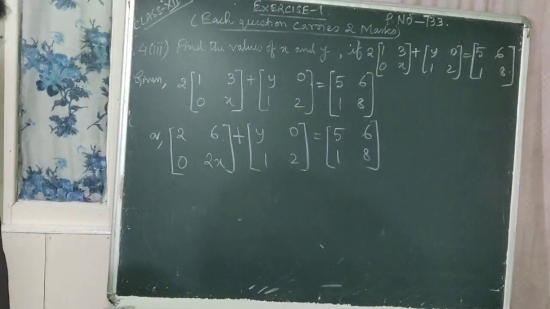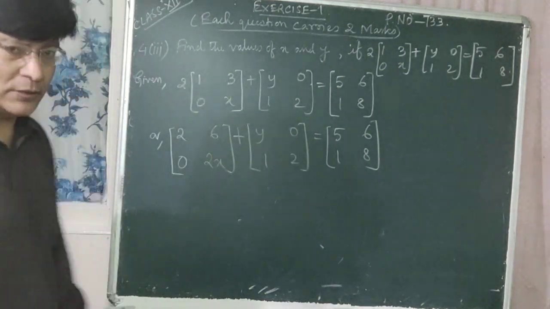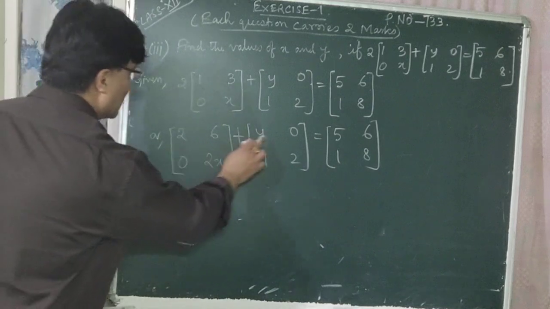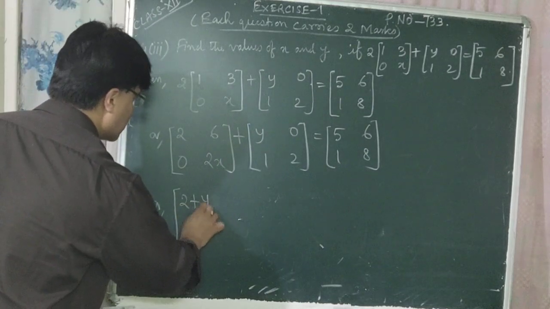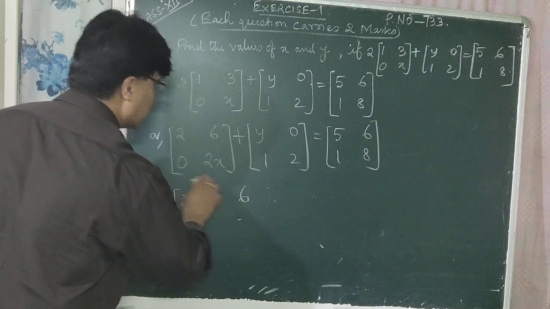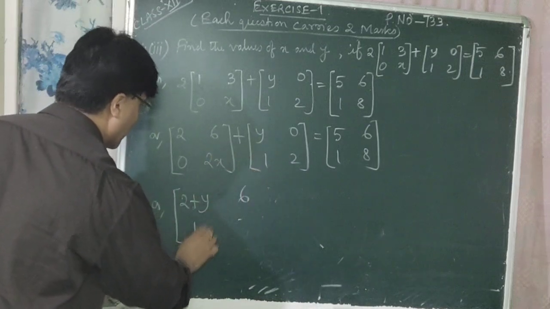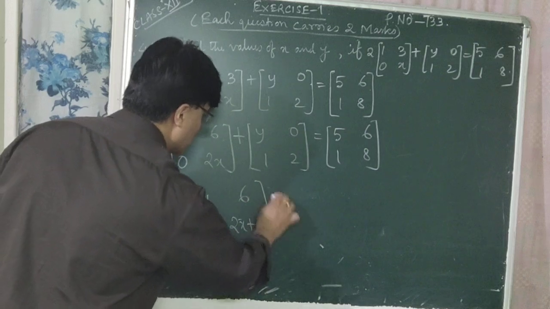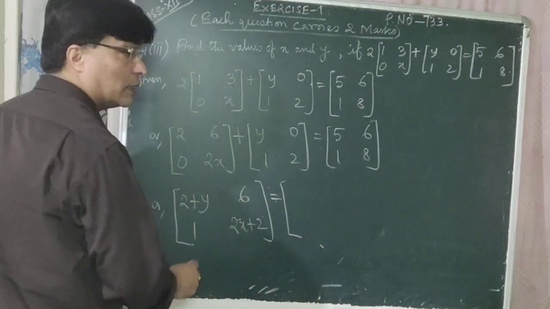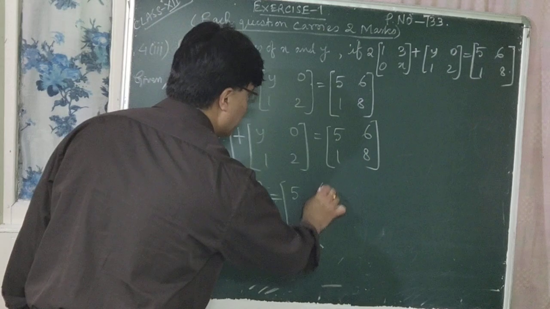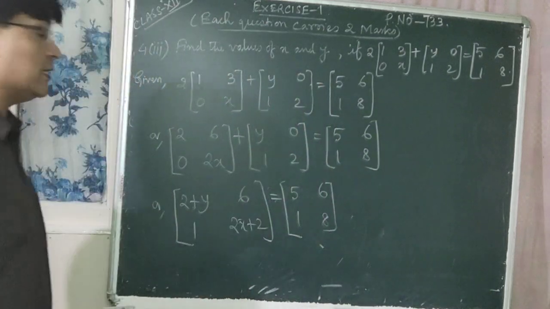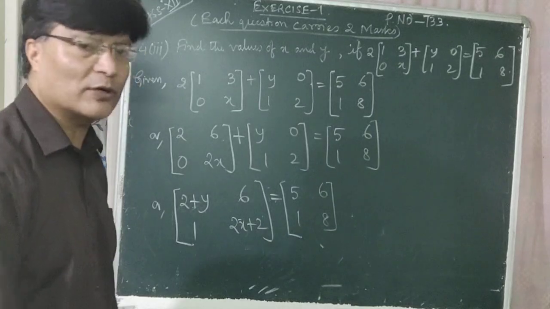So on the left hand side you can add those two matrices because they have the same order. You can add the corresponding elements, that is 2 plus y, 6 plus 0 is 6, 0 plus 1 is 1, and 2x plus 2, is equal to [5 6; 1 8]. Is it clear to all of you?